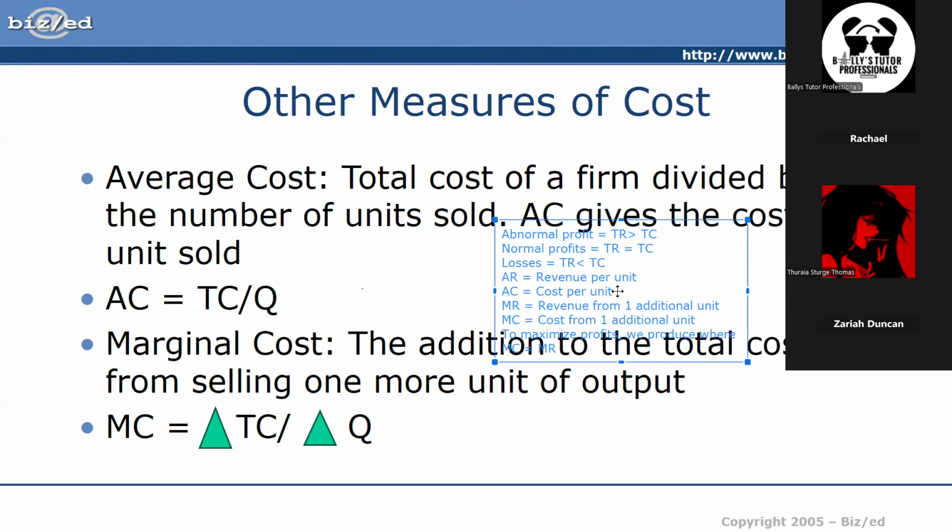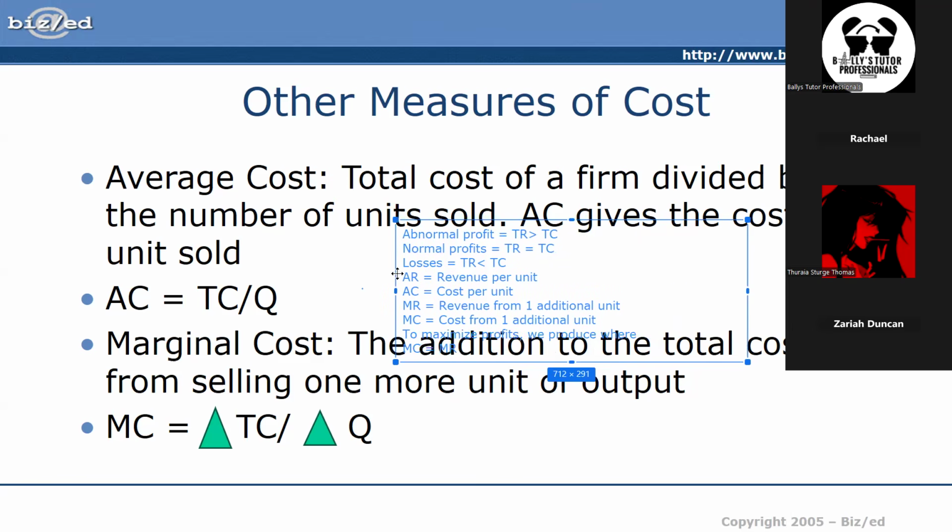A marginal revenue is a revenue from one additional unit. A marginal cost is a cost from one additional unit. And to maximize your profits, we produce where marginal cost is equal to marginal revenue. As a matter of fact, I'm going to give you all 2 minutes to write that down now.